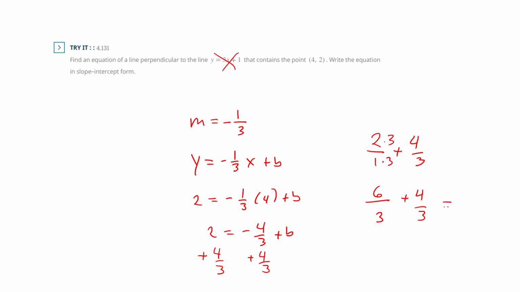Okay, now the denominators are the same. Just add the top, so I get 10/3. So I get 10/3 equals b. Put your equation back together.